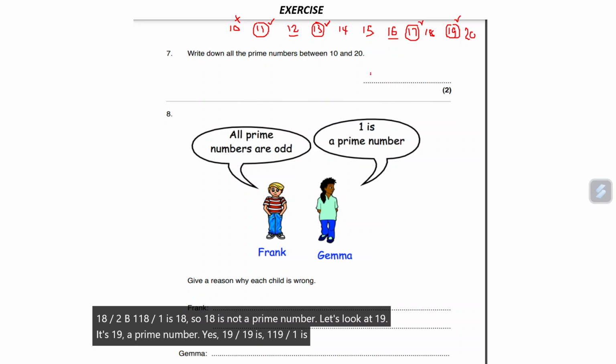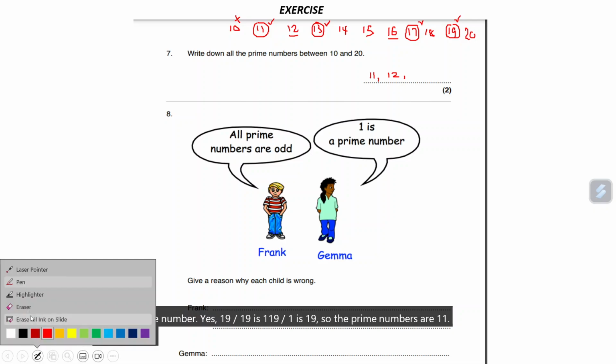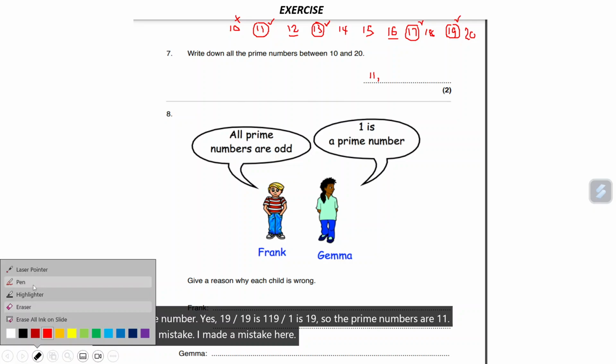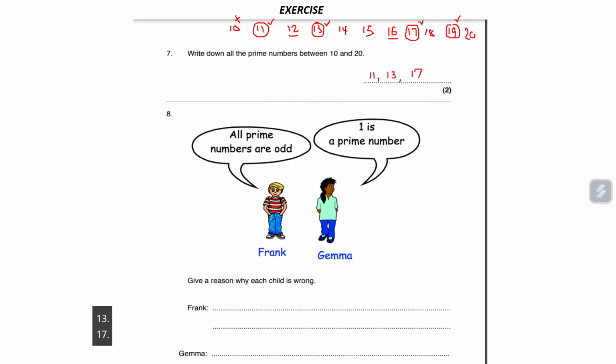So the prime numbers are 11, 12. Sorry, that's a mistake. I made a mistake here. The prime numbers are 11, 13, 17, and 19. So we stop here and I'll encourage my learners to have a go at the next one.